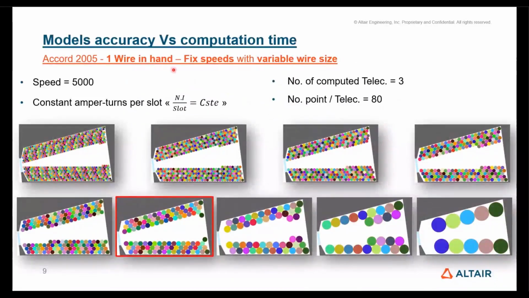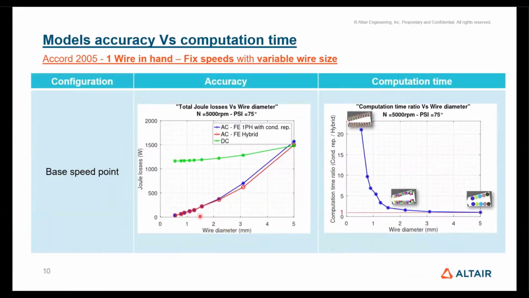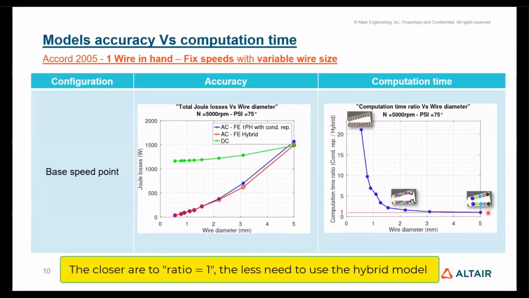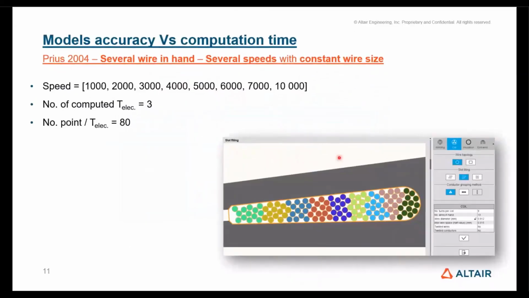There we have a case with one wire in hand, fixed speed but variable wire size, with constant ampere turns per slot. And we see on the base point that, as a function of the wire diameter, the models match really well. The computation time is highly reduced. The closer to the ratio 1, the less need to use the hybrid model in this case.